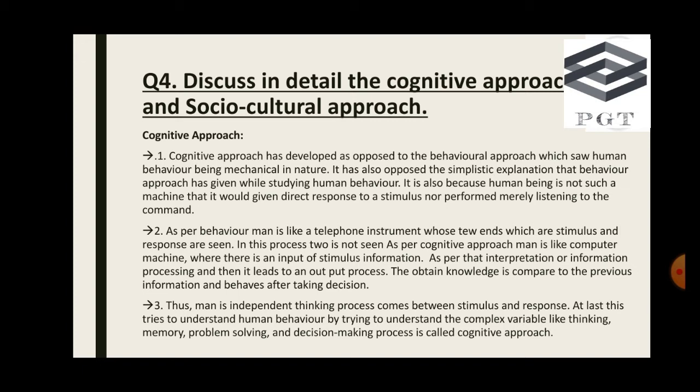Thus, man's thinking process becomes the link between stimulus and response. At last, the cognitive approach tries to understand human behavior by understanding complex variables like thinking, memory, problem solving, and decision-making processes.